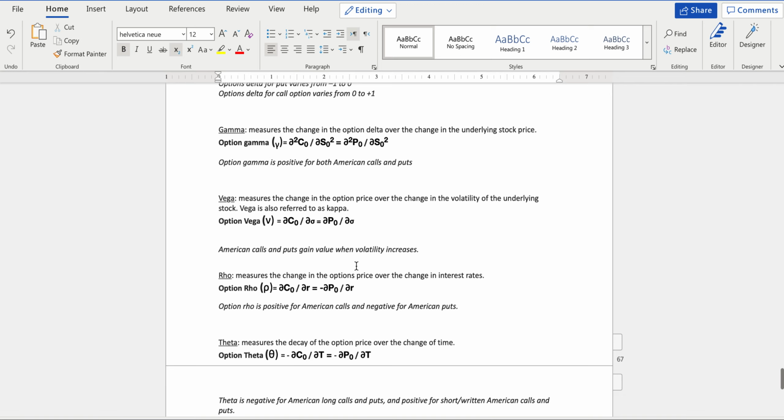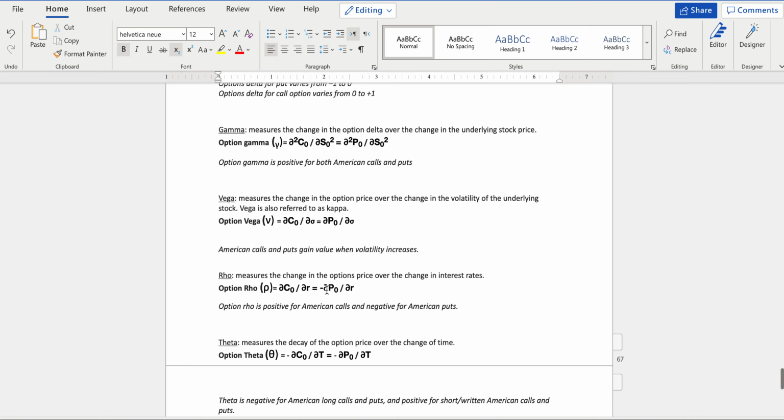What does rho do? Rho is a sensitivity measure that measures the change in the option's price over the change in interest rates. Okay? It is positive for American calls and negative for American puts. Be mindful of this negative sign here. Don't ignore it. It's literally telling you the answer.